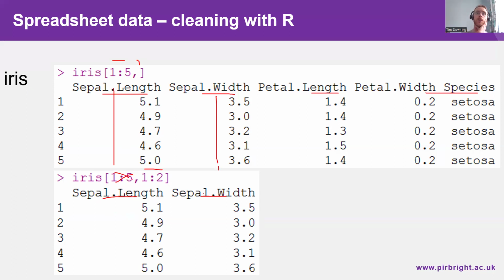So if we had no rows there, I just had iris like that, and then square brackets, the comma, and 1, 2.